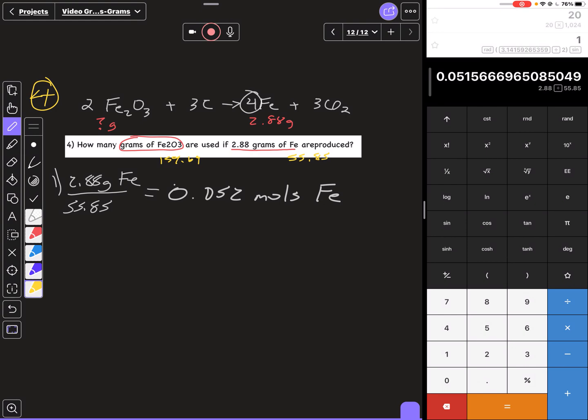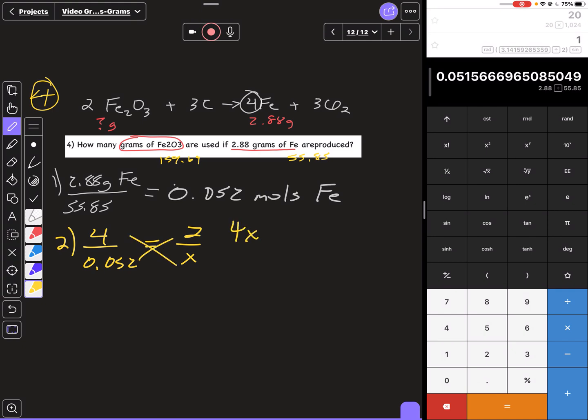Step number 2, I'm going to go from moles of Fe to moles of Fe2O3 using my ratio equation. The coefficient for the Fe is 4, so put 4 over 0.052 equals, and I'm looking for Fe2O3, the coefficient for it is a 2, so put 2 over X. So it's a 4:2 ratio. What would that ratio be if I had 0.052? That's what I'm looking for, X.